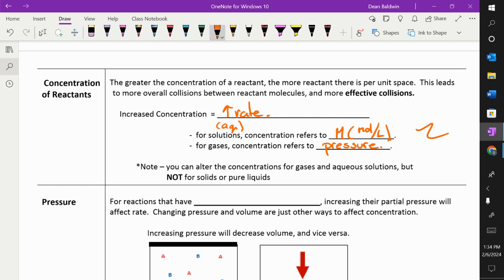Because what is the formula for concentration? Moles per liter. It's dissolved. So if I dump more rocks in there, I don't increase the concentration of rocks because the rocks aren't, I guess you could argue they do over time. But anyway, they're not really dissolving. So you can't change the concentrations of solids and pure liquids. Only change the concentrations for aqueous solutions and gases.